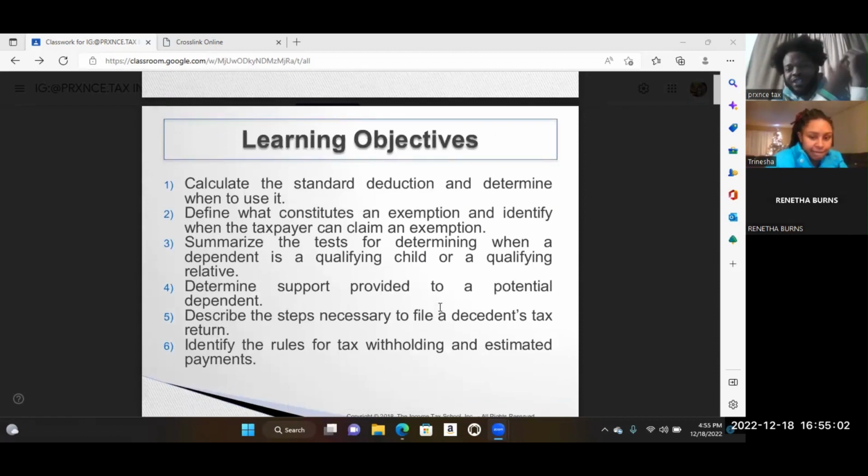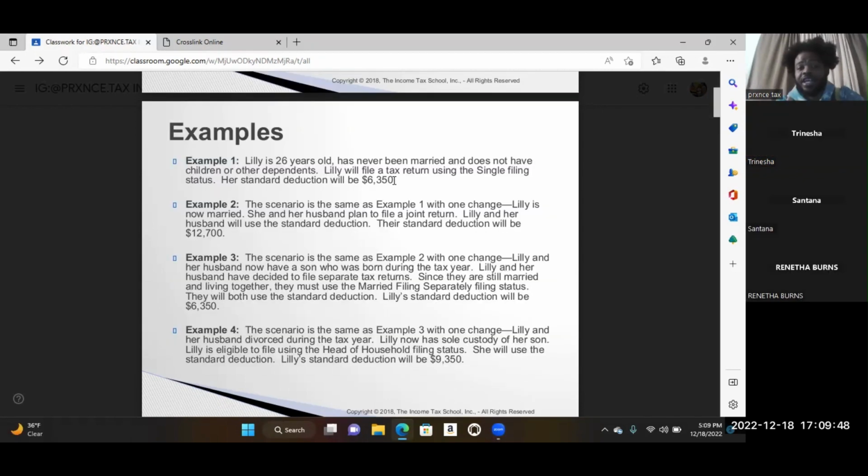In the first class, I was really doing all the reading. In this one, I'm going to ask y'all throughout the process if y'all want to read, and y'all can read, but most of the time I'm really just going to touch on major points and go from there. Learning objectives for today: standard deductions and exemptions. Calculate the standard deduction and determine when to use it. Define what constitutes an exemption, and that's a big one for those that have a home. It saves them a lot of money when they decide to itemize versus take the standard deduction.